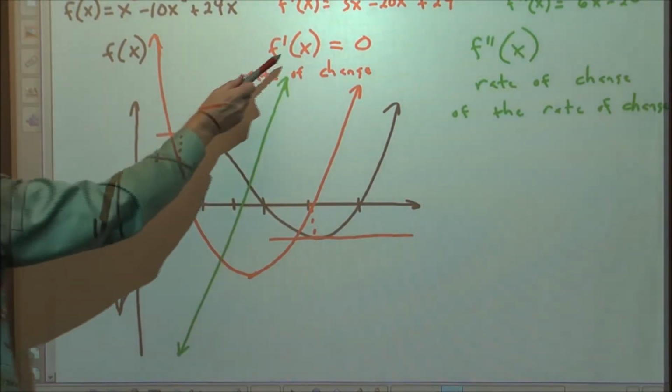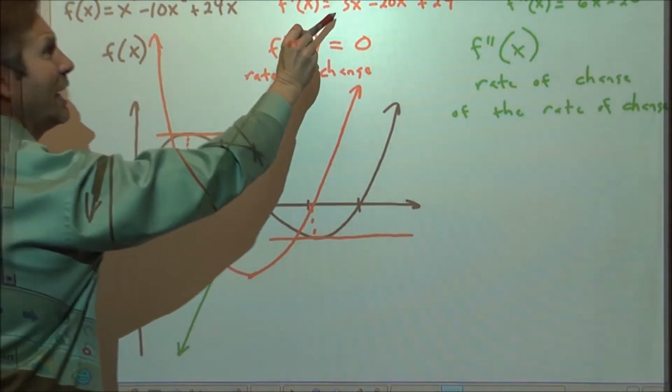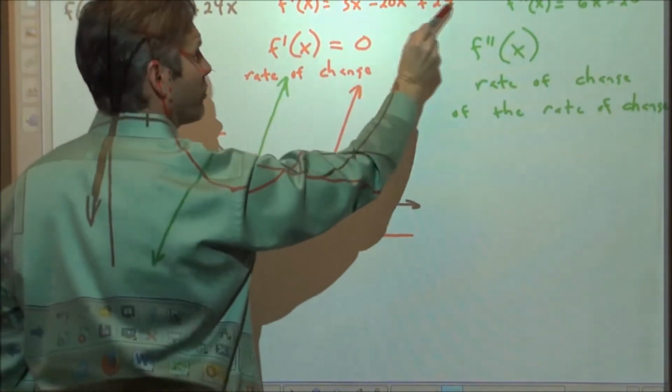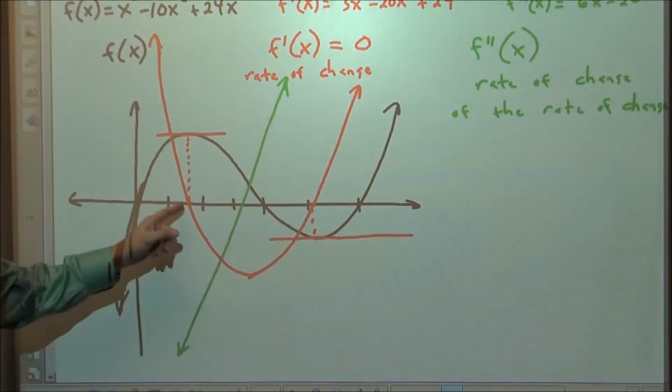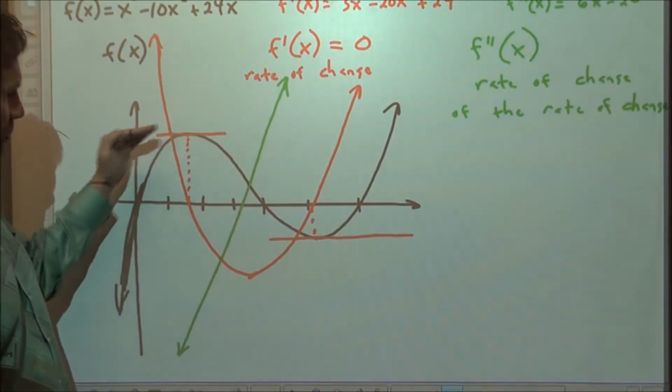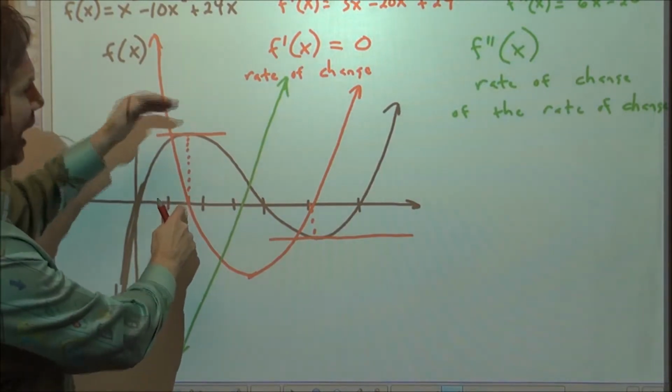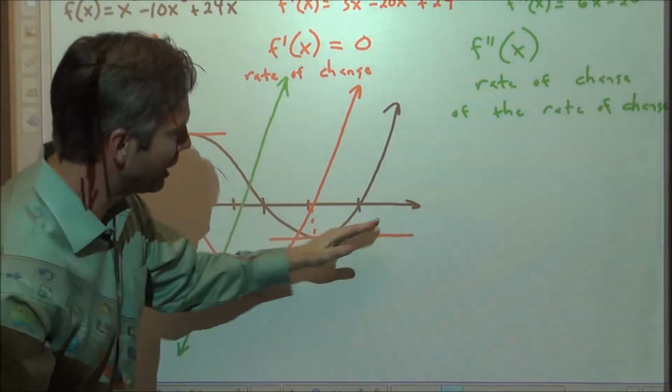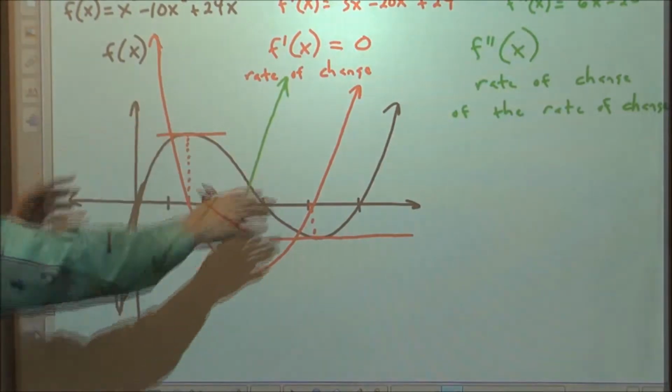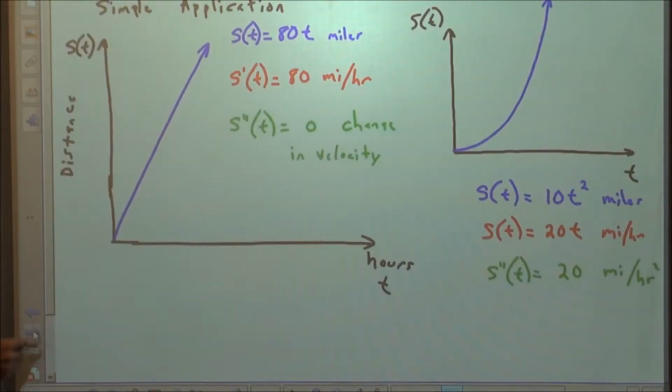So very important, setting the first derivative equal to 0 and solving for x when the first derivative is 0 is finding the local max values, what x is to give you the maximum y, and the other x to give you the minimum y on this function. So those are very important ideas.